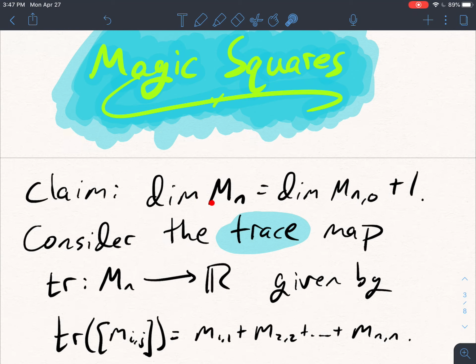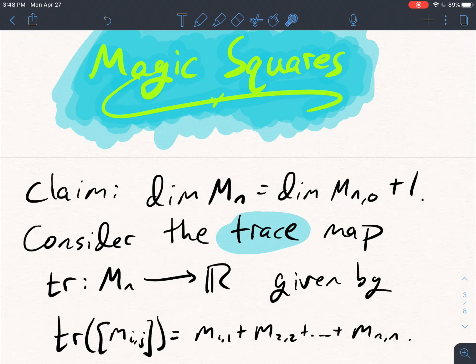Let me start by saying the goal for the first thing I want to do. The claim is that the dimension of M_n is equal to the dimension of M_n0 plus 1. Remember, M_n is the set of n by n magic squares, and M_n0 is the set of n by n magic squares whose magic number is 0. So here's the idea. Consider the trace map. It's denoted by tr, for trace, and it's a map from the n by n magic squares to R. Really, the trace map is a map from n by n matrices to R, but we are just going to be restricting our attention to M_n so that we can apply the rank nullity theorem.